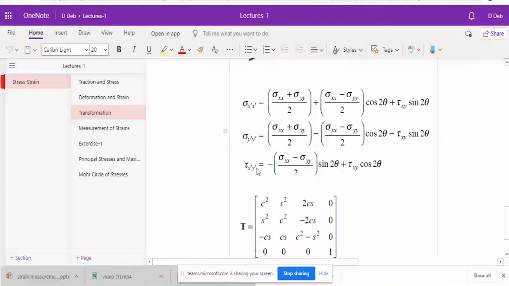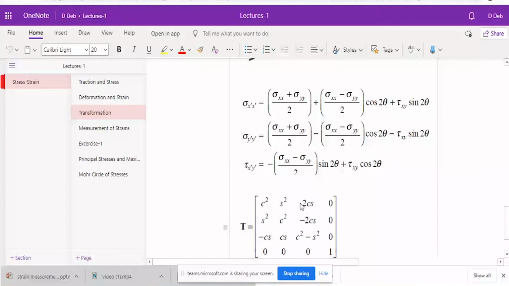Now here also you can see cos square, and how it is coming. You can see this sigma xx, here is also sigma xx. So if you combine, this is 1 plus cos 2 theta. And you know the formula, this is 2 cos square theta. And 2 cos square theta divided by 2 will be cos square theta. So this is in short form, it is written here.